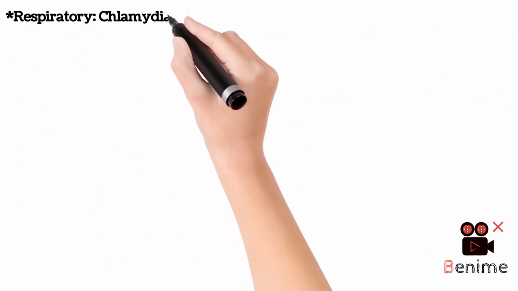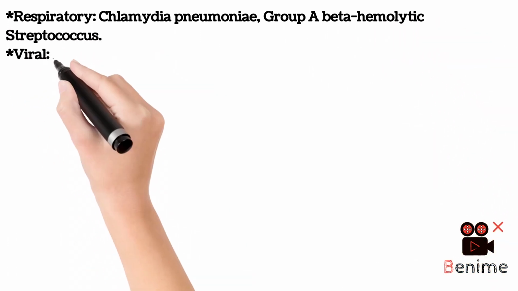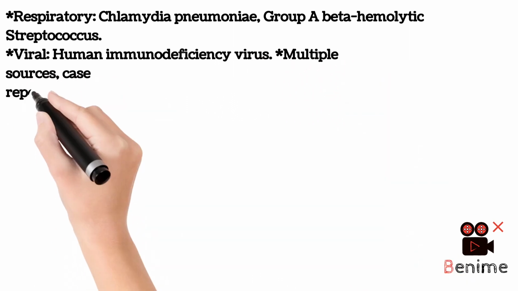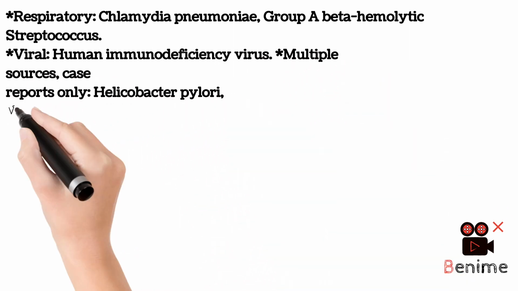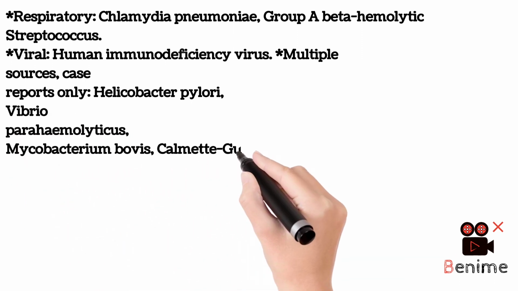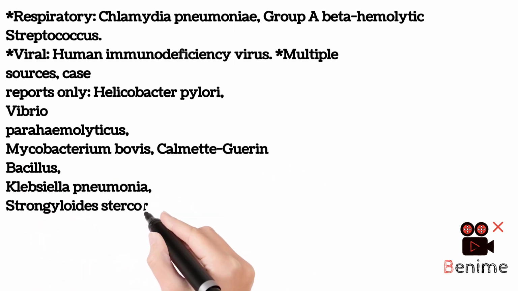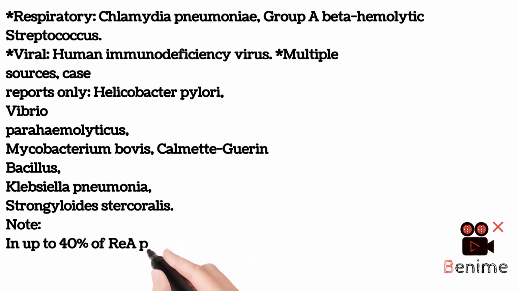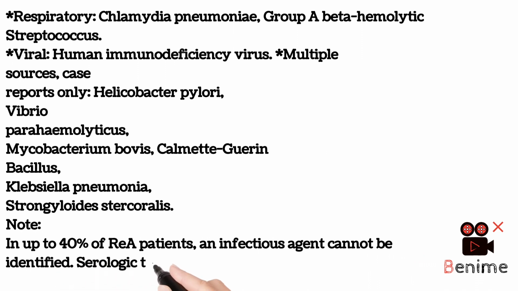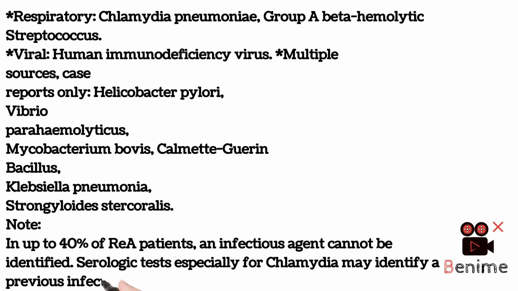Respiratory: Chlamydia pneumoniae, group A beta hemolytic streptococcus. Viral: human immunodeficiency virus. Multiple sources. Case reports only: Helicobacter pylori, Vibrio parahaemolyticus, Mycobacterium bovis, Calmette-Guérin bacillus, Klebsiella pneumoniae, Strongyloides stercoralis. Note: in up to 40% of reactive arthritis patients, an infectious agent cannot be identified. Serologic tests especially for chlamydia may identify a previous infection if cultures and PCR are negative.